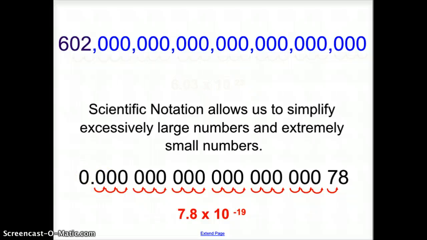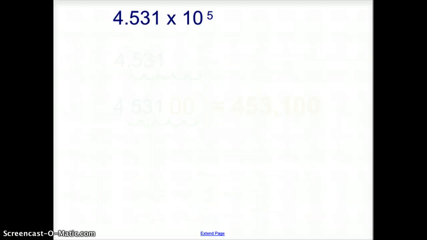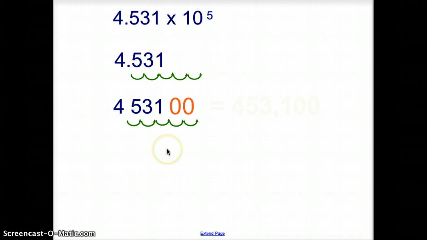So let's look at some more samples of this. So here we have 4.531 times 10 to the 5th. So what we do is we start with our value. We then move our decimal places 5 times. So 1, 2, 3, 4, 5 values. Now what that's going to do is it's going to necessitate that we add some zeros. So when we add the zeros, this number looks like this. And our final value becomes 453,100. So with a positive exponent, move your decimals to the right.